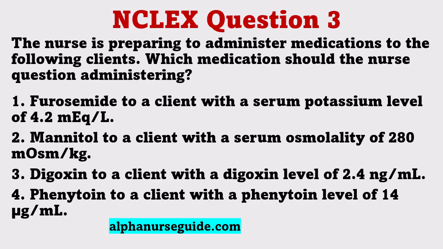The correct answer is 3. Digoxin to a client with a digoxin level of 2.4 nanograms per milliliter. The normal digoxin level is 0.8 to 2.0 nanograms per milliliter. A digoxin level of 2.4 nanograms per milliliter would warrant the nurse questioning the administration of this medication. The trade name for digoxin is Lanoxin, and the classification is cardiac glycoside.